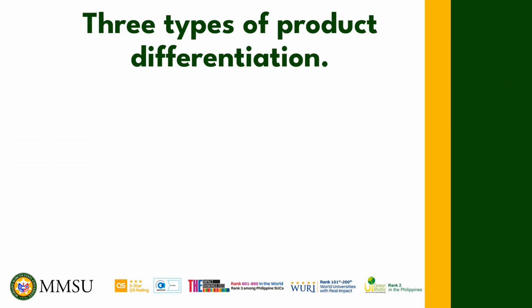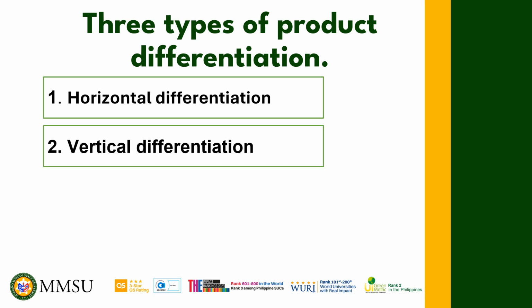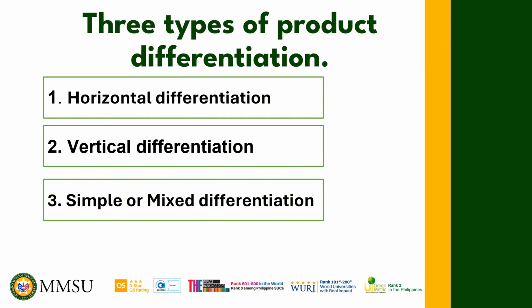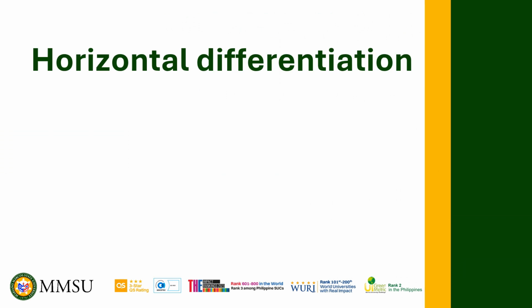Okay, so there are three types of product differentiation. We have horizontal differentiation, vertical differentiation, and simple or mixed differentiation. So these are the typical types of product differentiation. Okay, let's start discussing them one by one. Let's start with horizontal differentiation.